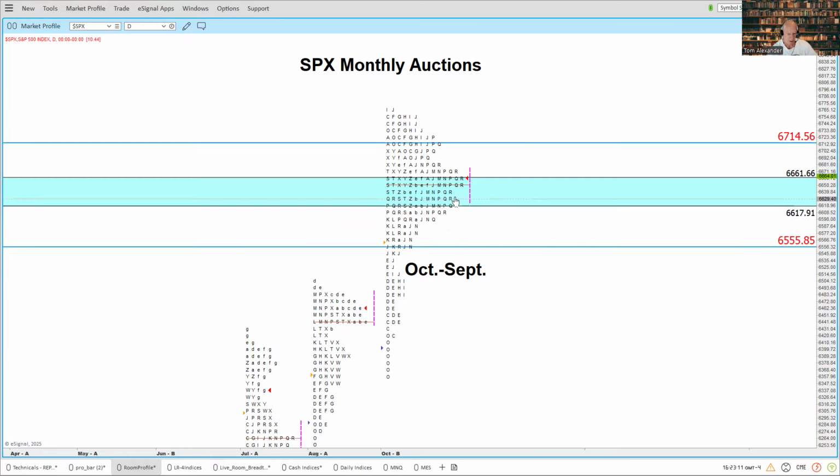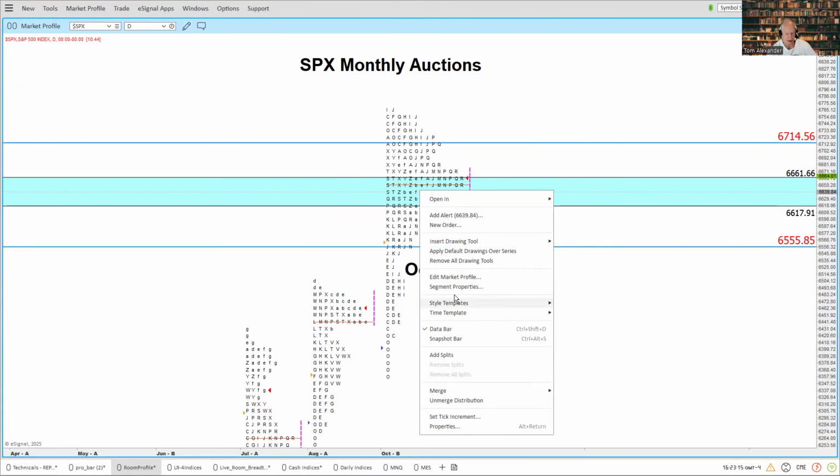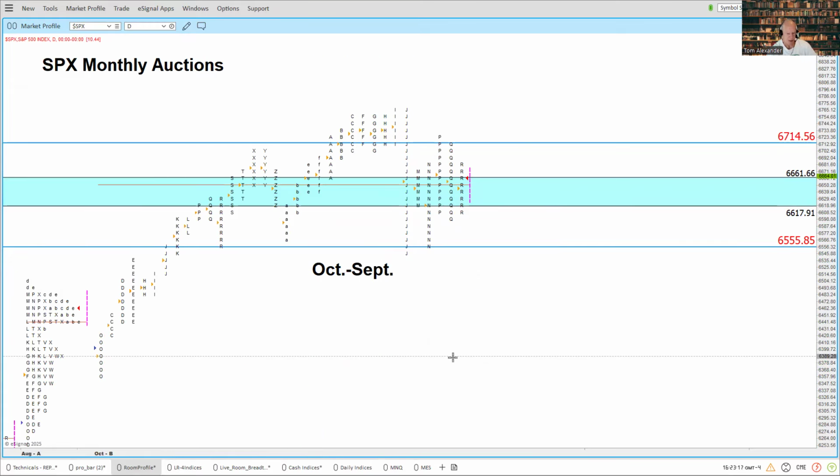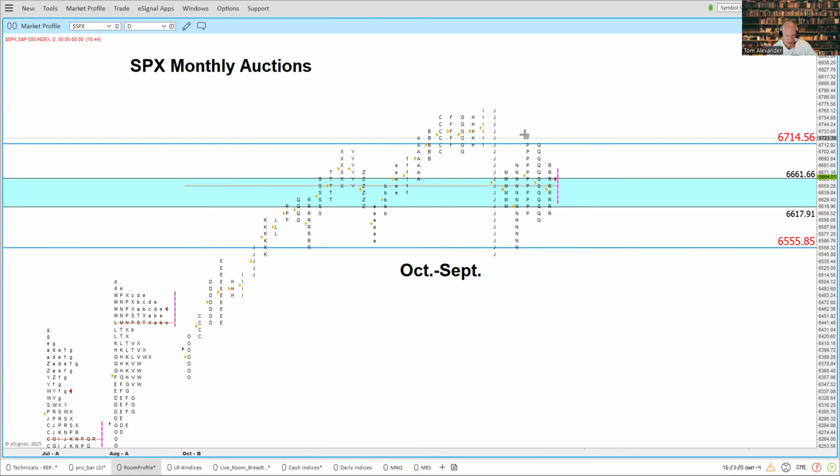All right, now, so back to where we are. So this is the October-September auction, and we are coiled so tightly. I'm going to split this out. So this is the recent trade. Look at the high volume node here. And we closed just on the upper extreme of the high volume node on Friday.